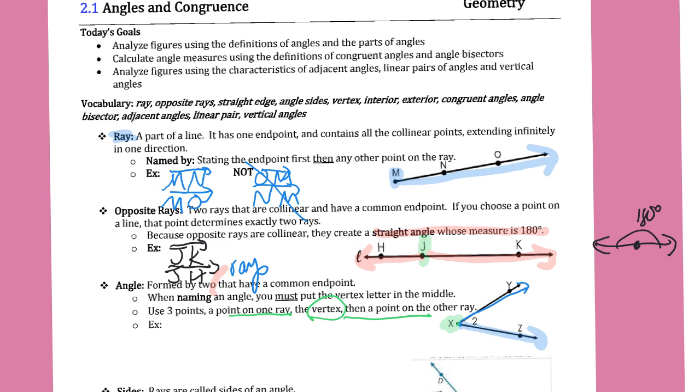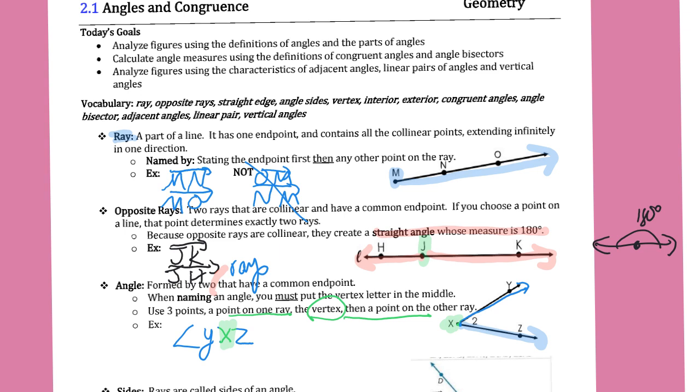And so you say, okay, angle YXZ would be one way to name that. So you go kind of around it. The turning point must go in the middle. So the vertex or turning point has to go in the middle right there. Okay. And so if you did this in a different order, then you would not have the exact same ray. And so I think that's important.